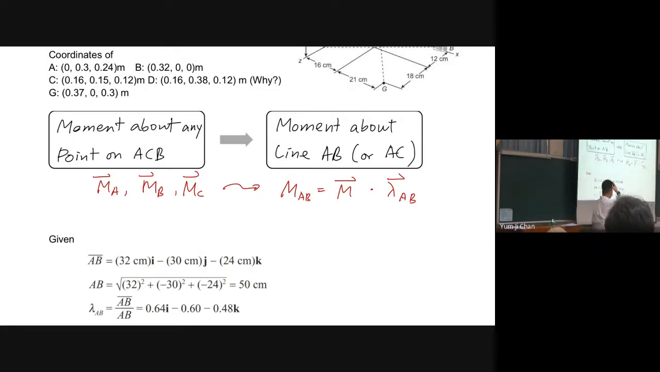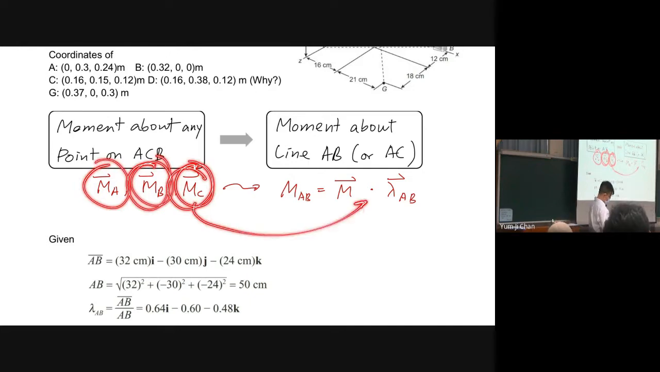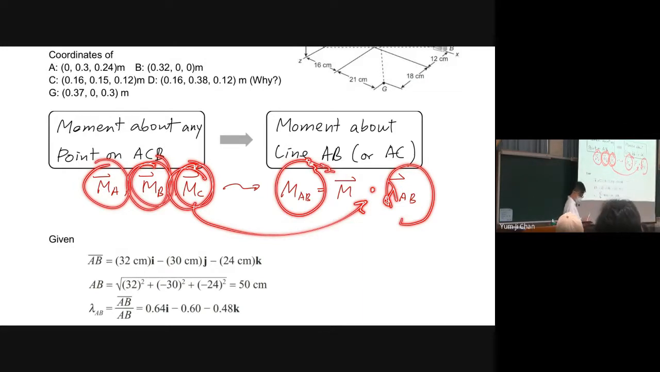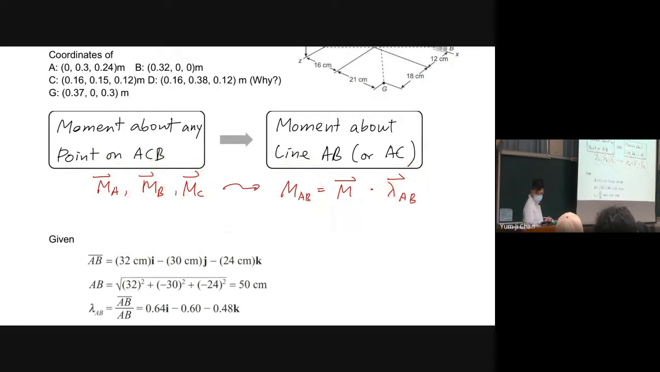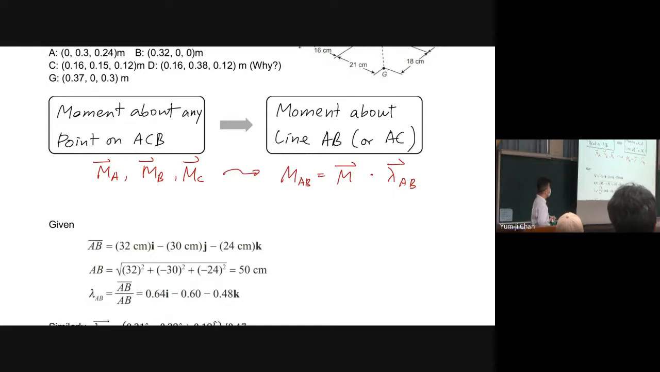It's okay. You can get any one, and then you use this to carry out the dot product with the unit vector of AB, and then you get MAB. So it depends on which one we want to use.